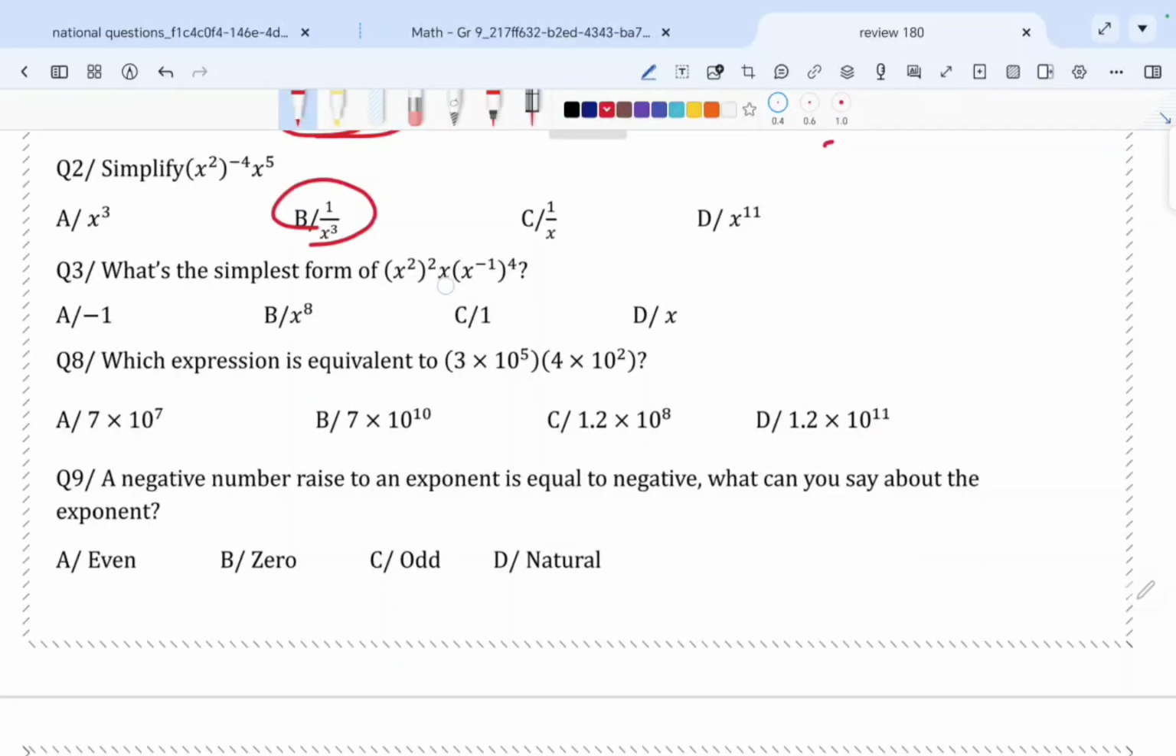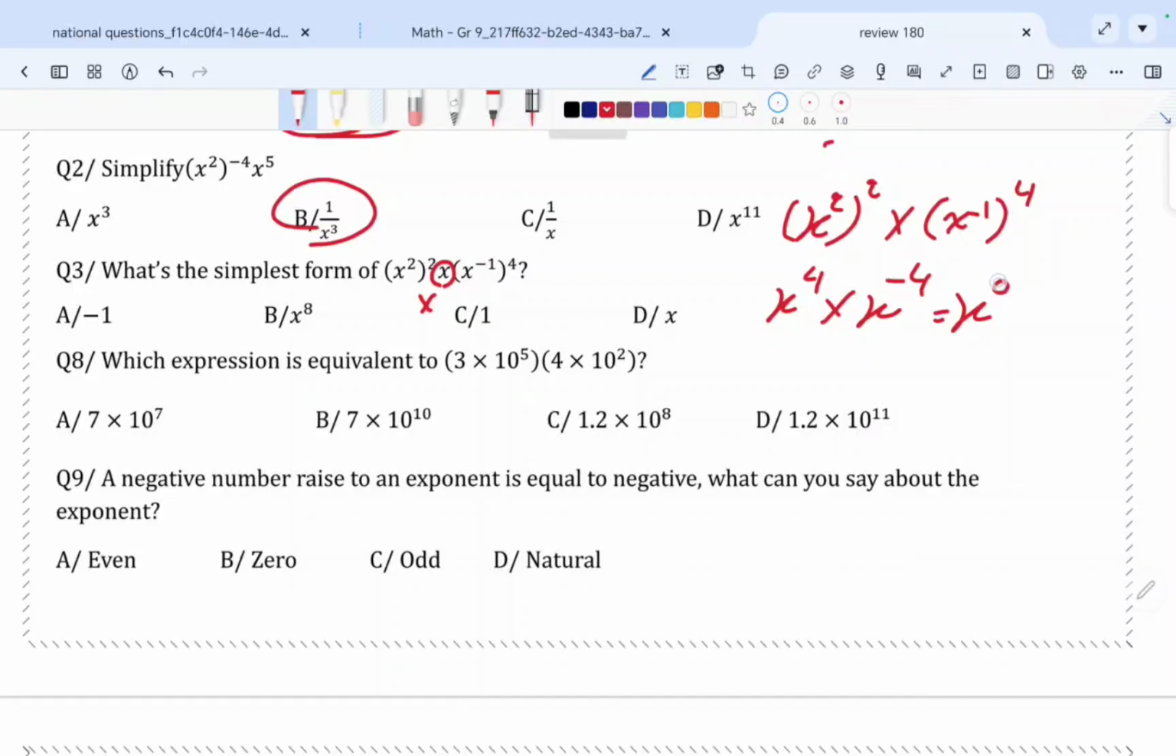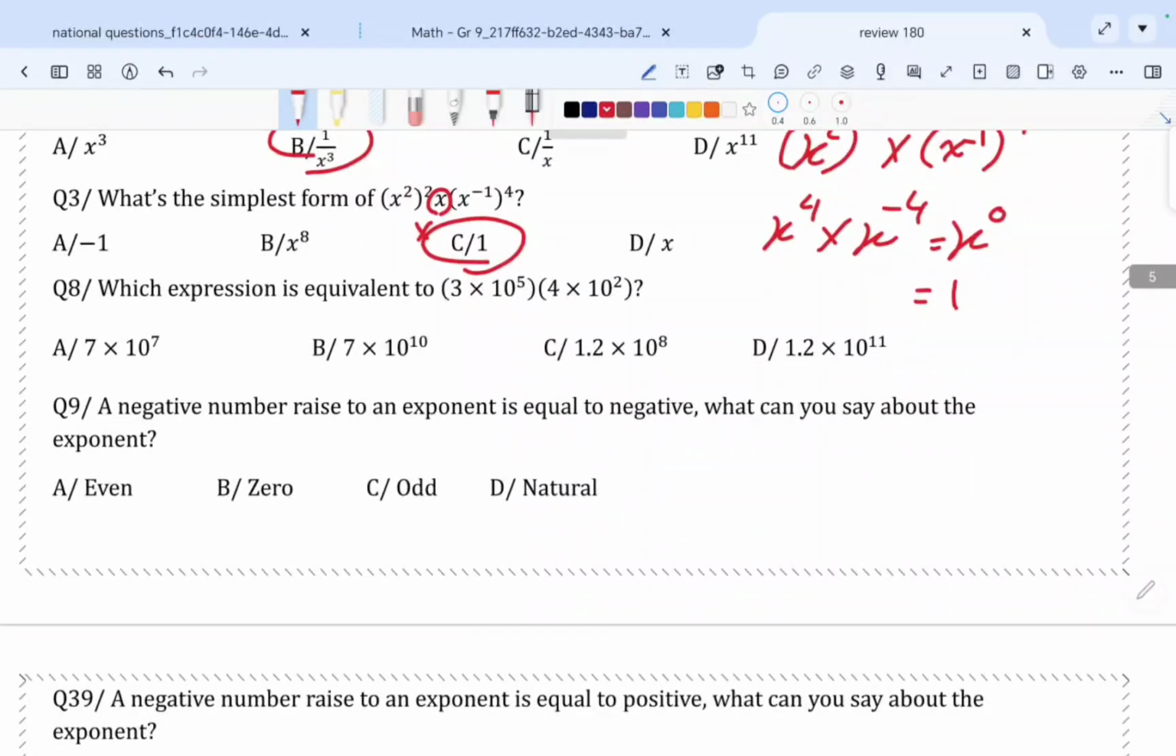And this question, this one is not x, it's times, okay? So the question is x power 2 times x power negative 1, all to the power 4. x power 2 will be x power 4 times x power negative 1 times 4, which is x power negative 4, equals x power 0. x power 0 equals what? 1.